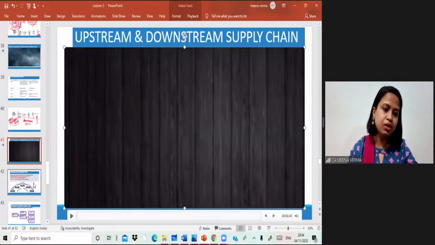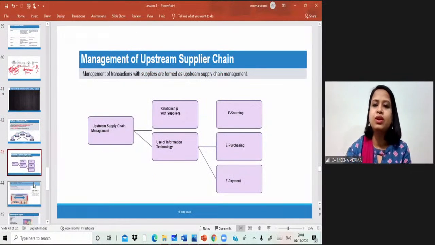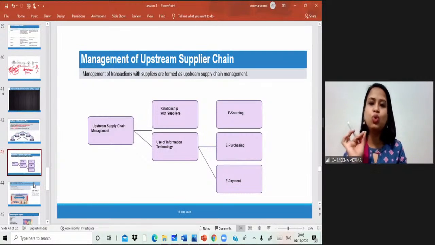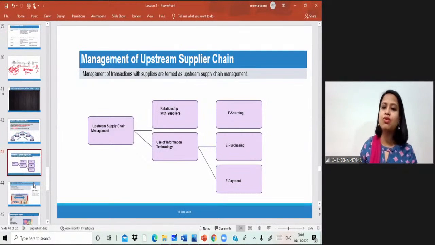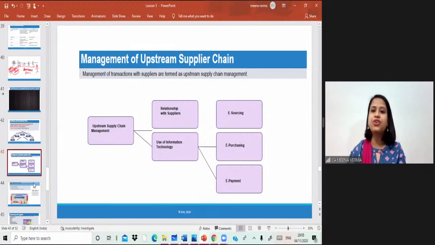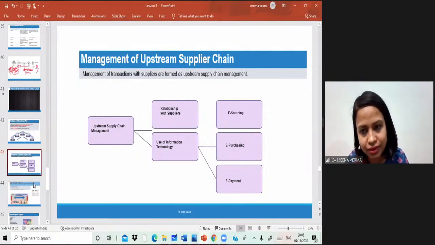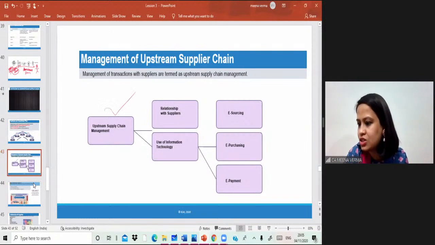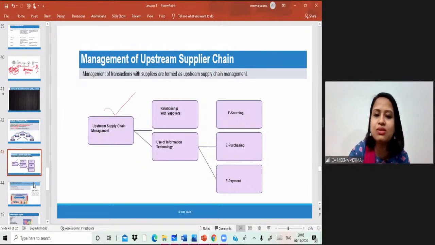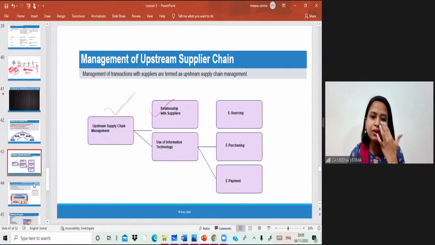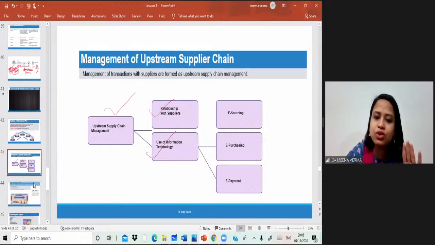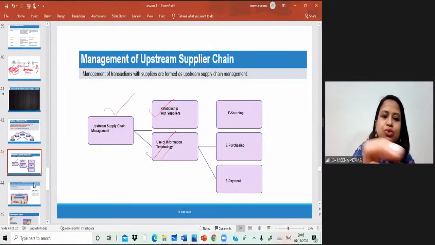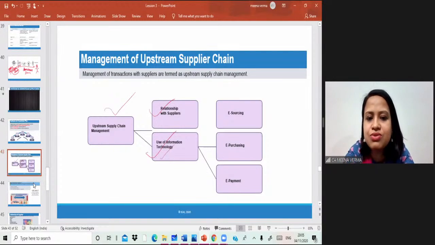Can you give me more detail, ma'am? Yes. Okay, these are the activities related to upstream of supply chain. As we have already discussed, upstream is something related to supplier. So in case of upstream supply chain management, what will we do? We will consider the relationship with the supplier and the use of information technology in upstream, how we use the technology in upstream. And you can write it here that these are related to supplier.